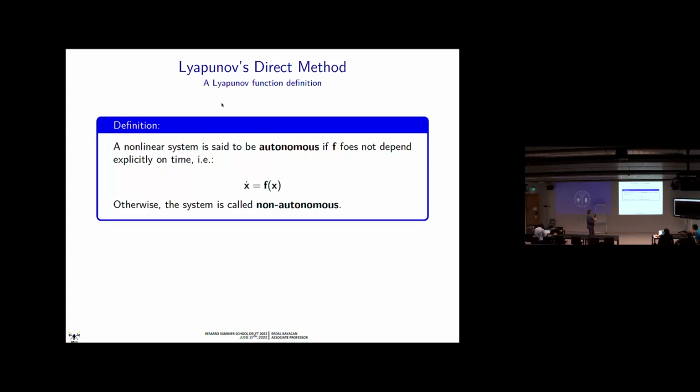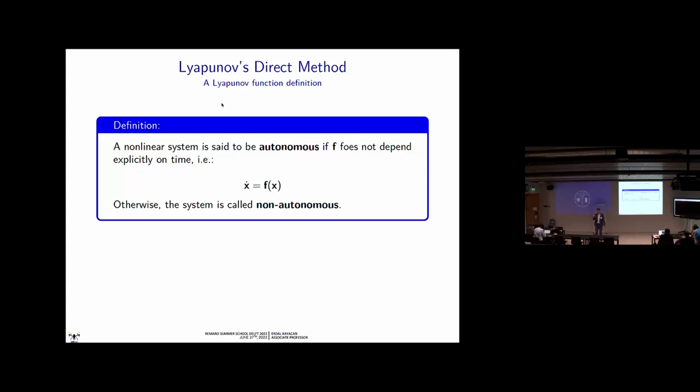Okay, a nonlinear system, I think I have given this definition to you, is said to be autonomous if f does not depend explicitly on time. So x dot is equal to f(x) means I am defining the trajectory based on my state. Don't get confused about the state depending on time. Of course, the state changes with time, but it doesn't explicitly depend on time. So I don't have f(x, t) here. I have only f(x). So this is the definition of an autonomous system. Otherwise, the system could be non-autonomous.